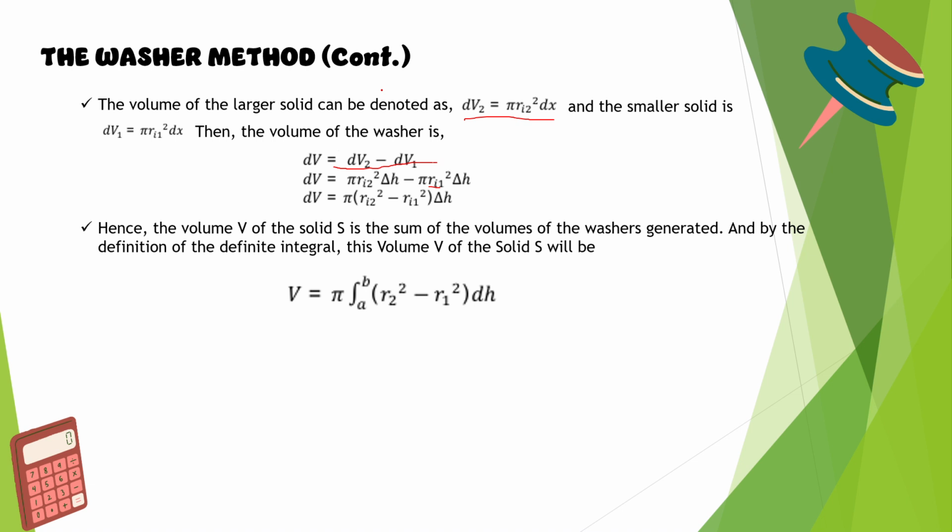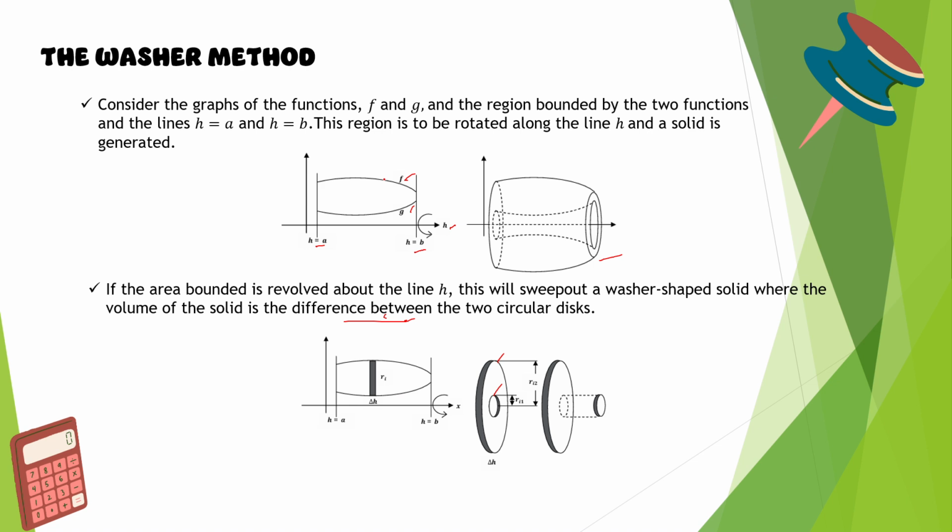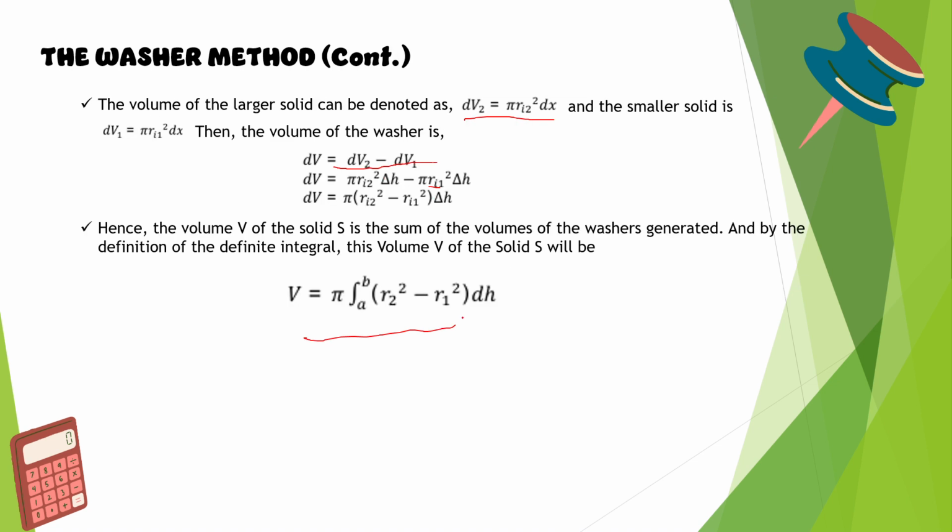Hence, the volume V of the solid is the sum of the volumes of the washers generated, and by the definition of the definite integral, the volume V of the solid will be this. Using the previous lesson, but this is now the difference of the two circular discs, V is equal to pi times the integral of r2 squared minus r1 squared dh from a to b. So this is the formula for the washer method.